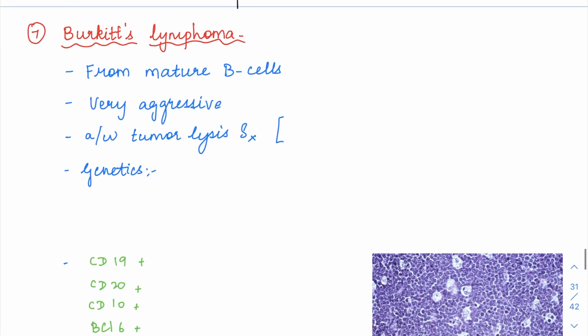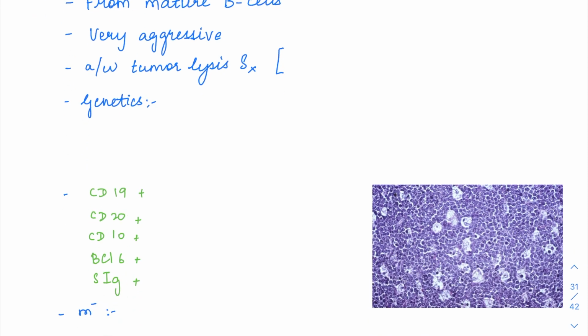Then moving on to the next lymphoma, which is Burkitt's lymphoma. Burkitt's again is going to arise from the germinal centers, from the mature B cells, and as such, Burkitt's lymphoma is a very aggressive kind of lymphoma. But here, there is going to be high turnover of the cells, so lots of proliferation. If you see the lymph node morphology, there are going to be lots of mitotic figures.